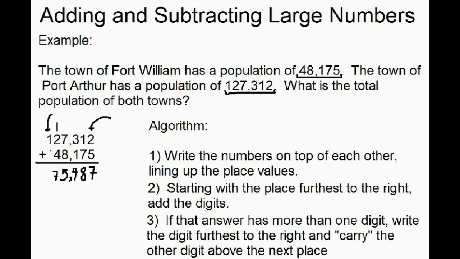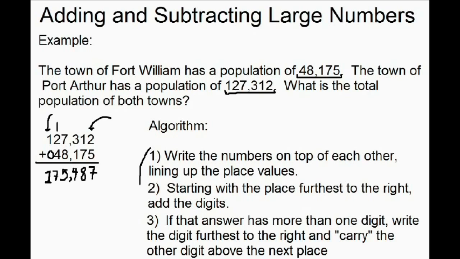Now the 100,000ths doesn't have anything to add to in the other value, so we could put a 0 there if we wanted to. That doesn't change that value at all. And 1 plus 0 is 1. You don't necessarily have to write that 0 if you don't want to, but sometimes it helps people see the place values lined up if they have a digit in every place value that's there.